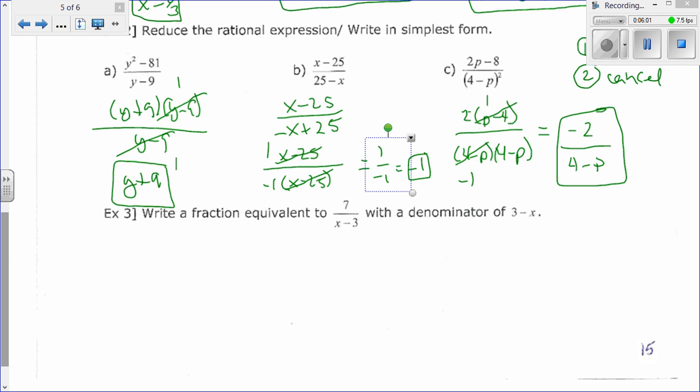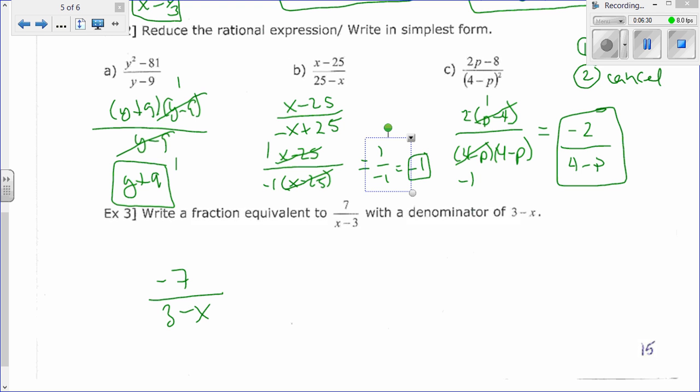And then finally, for the last one, write a fraction equivalent to 7 over x minus 3 with a denominator of 3 minus x. Well, let's see here. If I want to write with a denominator of 3 minus x, I changed my order. So when we were canceling out above, we were leaving it with a -1. So I have to negate my numerator. So I just write it as -7 over 3 minus x.